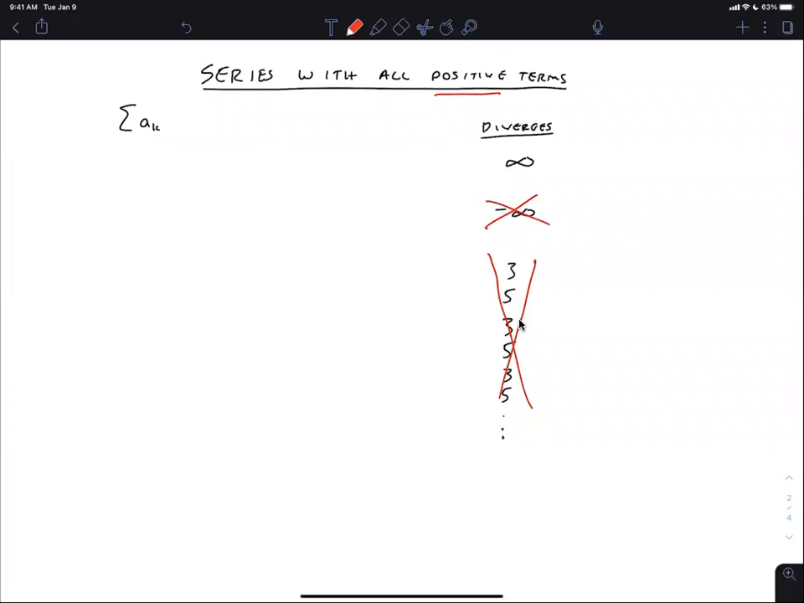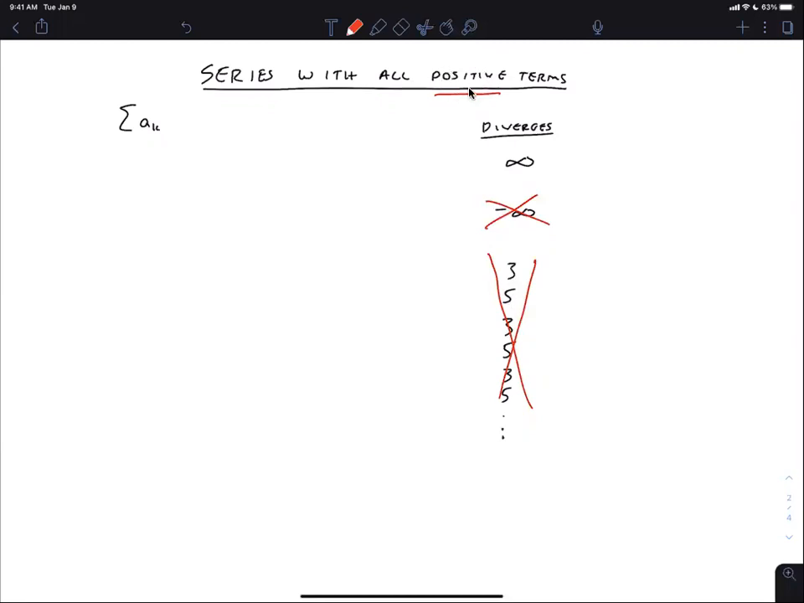The things you're adding are all positive. They could bounce between two numbers, but the sums cannot. Because to go from 3 to 5, you do +2, that's fine. But to go from 5 to 3, you have to add -2. That's not possible if it has all positive terms.